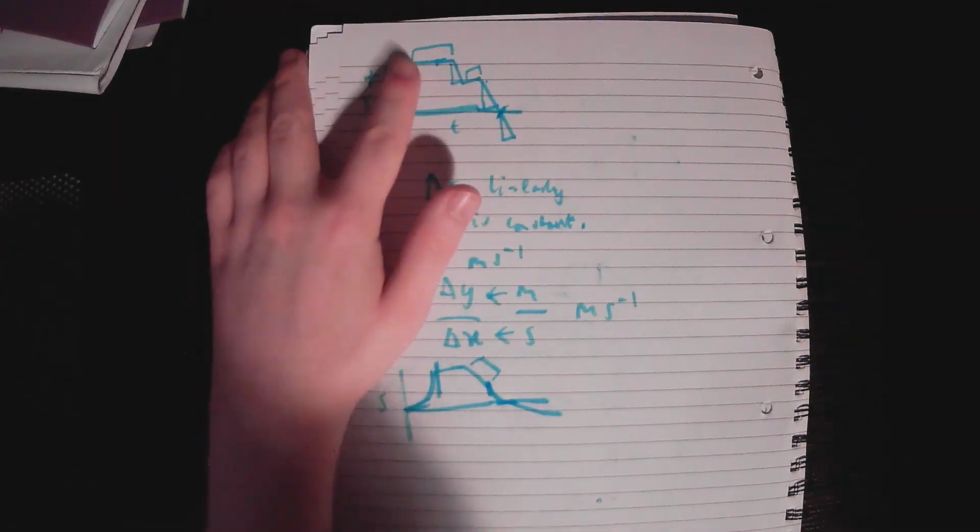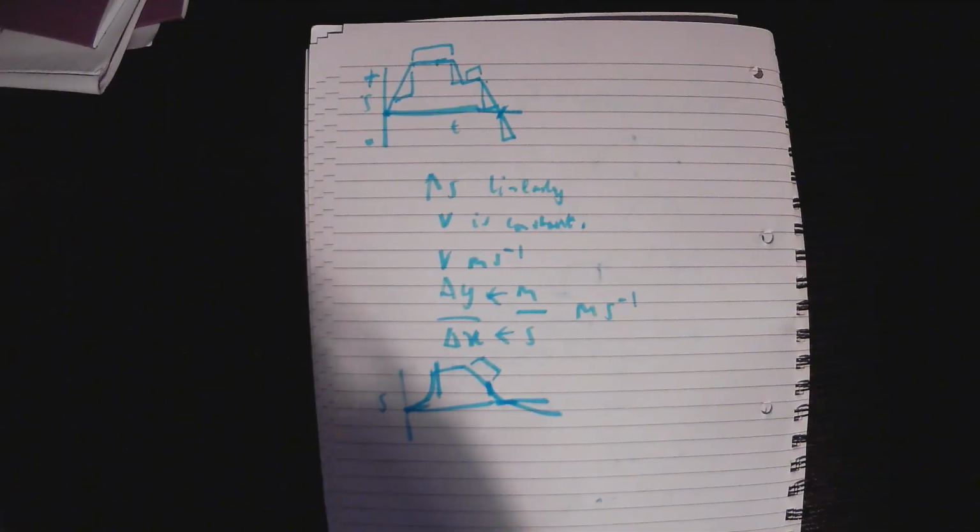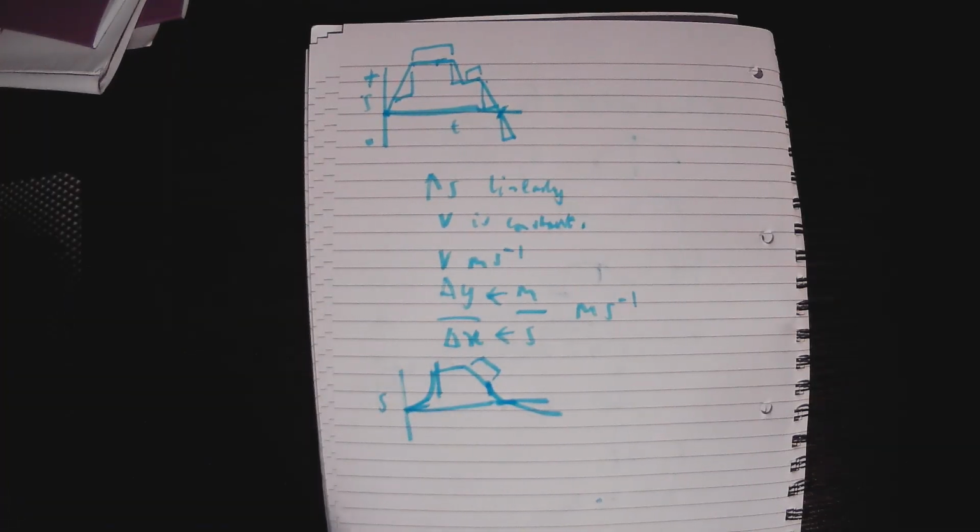If the graph is a horizontal line, we cannot physically take the gradient of that. Oh, sorry, no. We can take the gradient of that to be 0, because its change in y is 0, but its change in x could be any value. And it would still be a gradient of 0. So that means that it is not moving, it is stationary. And yeah, so that is displacement time graphs.